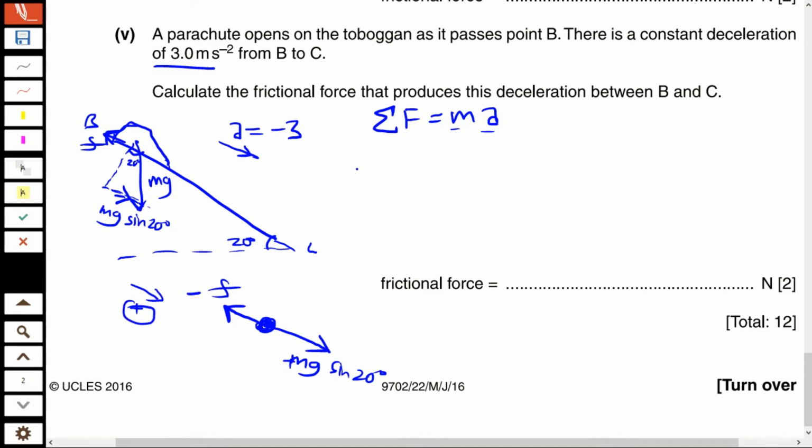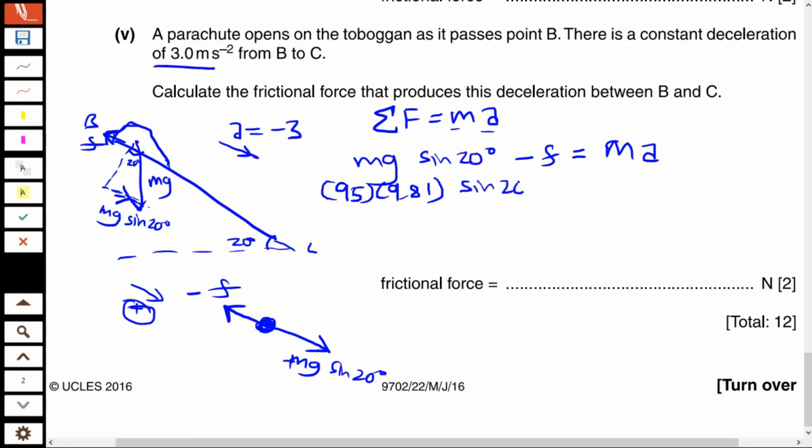So let's write it out. So I have positive mg sine 20. By the way, this sign definition, you just define. Because you can choose otherwise, but your answers will be the same, except that it'll just be a positive negative sign difference, but that's okay. So here we have everything down already. Okay. So let's write out 95 kg times 9.81 sine 20 minus that frictional force.